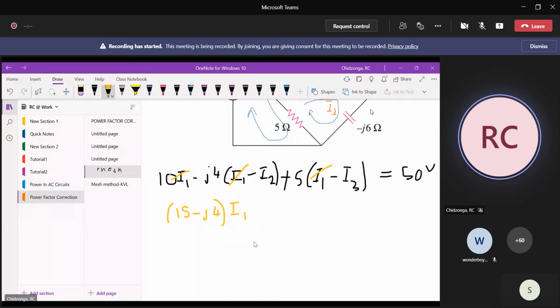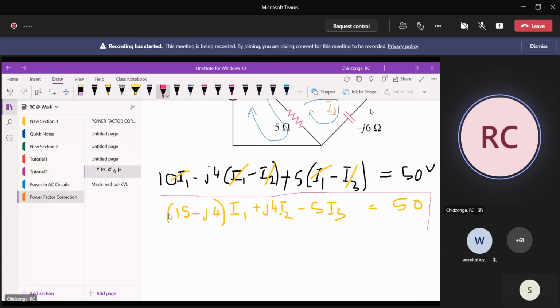Then there is I2. There is no other I2 term apart from this one. So that negative and this negative means plus j4 I2. And then lastly, I3, which is simply multiplied by 5. So it's minus 5 I3 equals 50. So that is your mesh equation for the first loop.